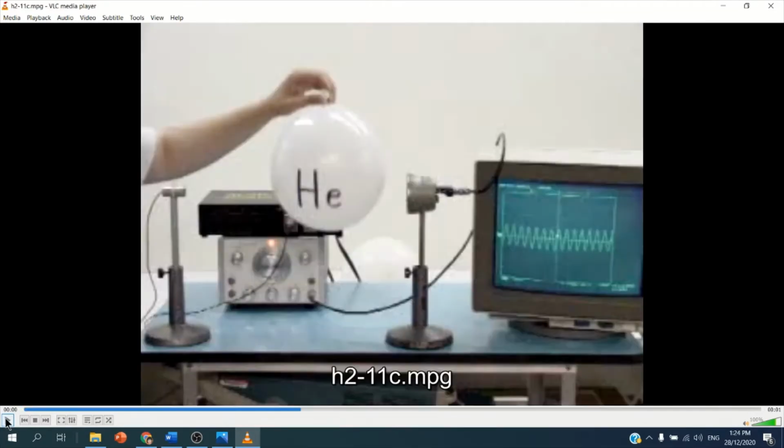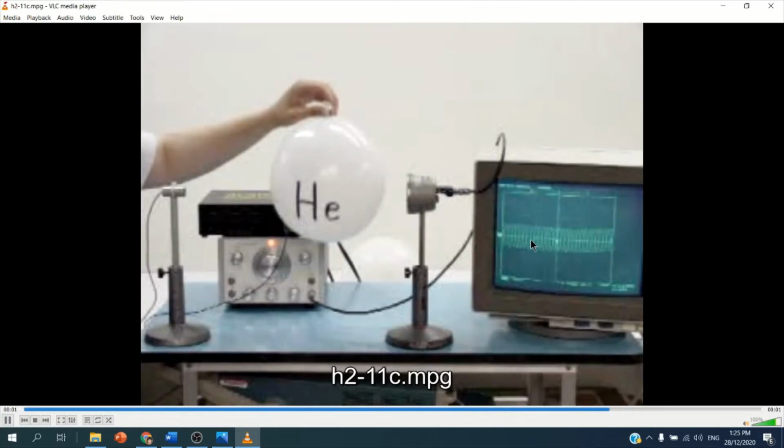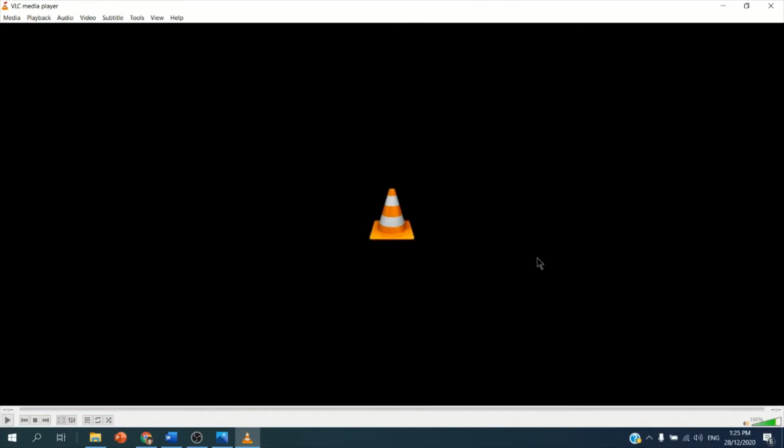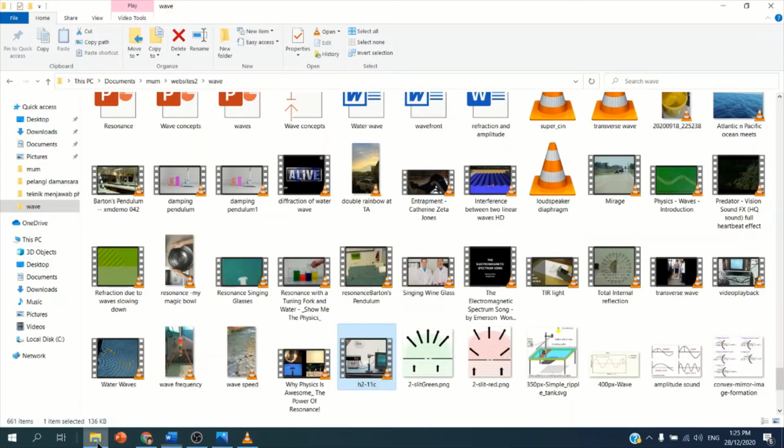Now, second time, I want you to look at the display on the CRO, before the balloon is placed between the speaker and the microphone and after. Okay, take a close look, observe carefully. All right, can you see the amplitude decrease? Amplitude has decreased. What about if it is filled with a denser medium?